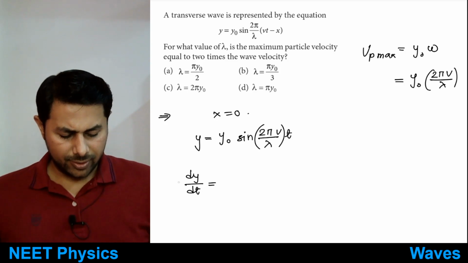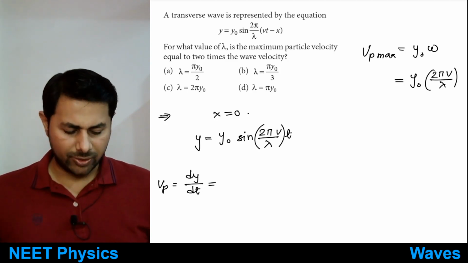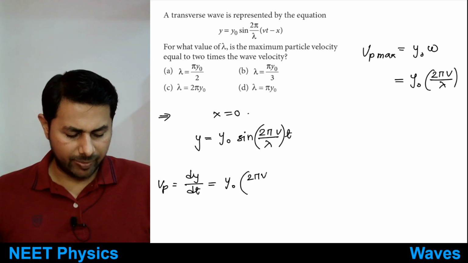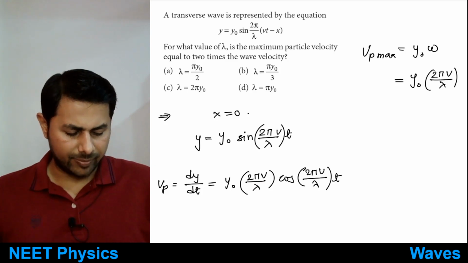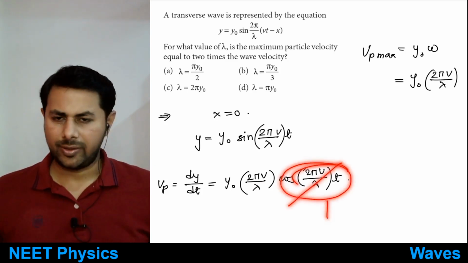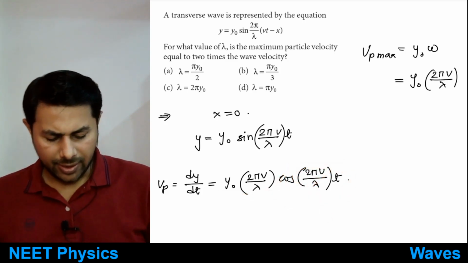Or shall we take the derivative? This is Vp, dy by dt, the velocity of the particle. So that is y naught multiplied with 2 pi v by lambda times cos of the same term, 2 pi v by lambda times t. For maximum velocity, cos would be 1. So again it is this thing only.